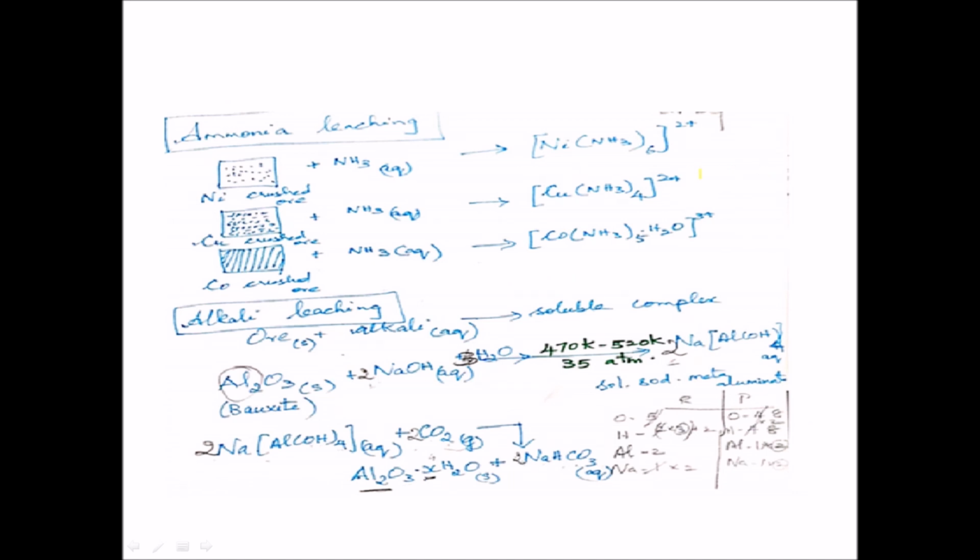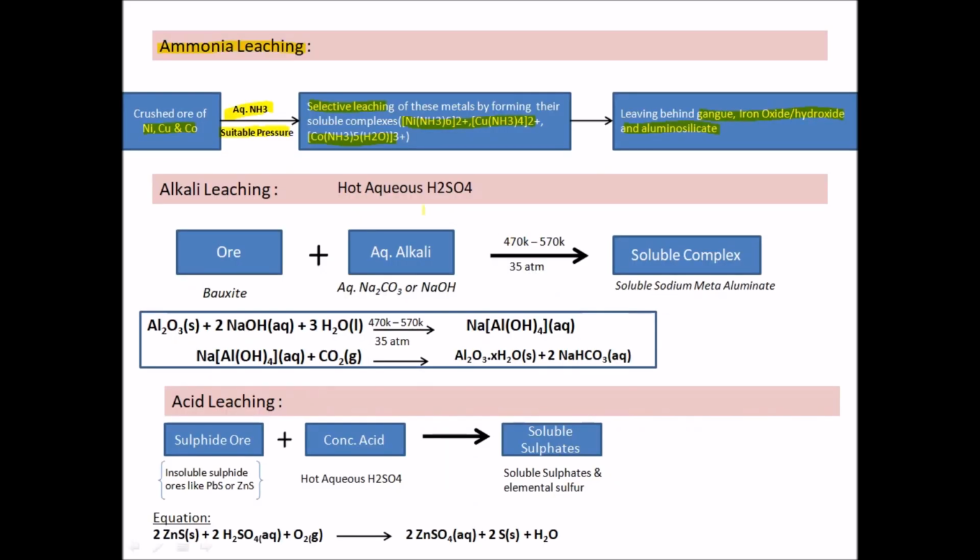Here you find the nickel crushed ore reacts with ammonia, which is in the aqueous form, to form the complex of nickel. The copper crushed ore reacts with aqueous ammonia, forming a different complex, and the cobalt crushed ore reacts with aqueous ammonia, forming another soluble cobalt complex. So this is ammonia leaching being done with aqueous ammonia.